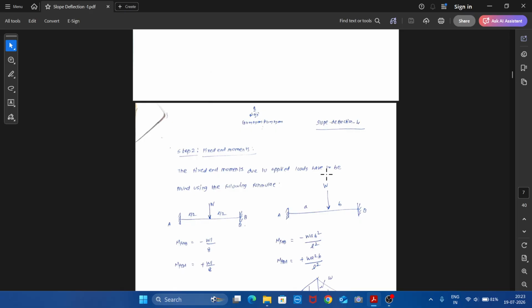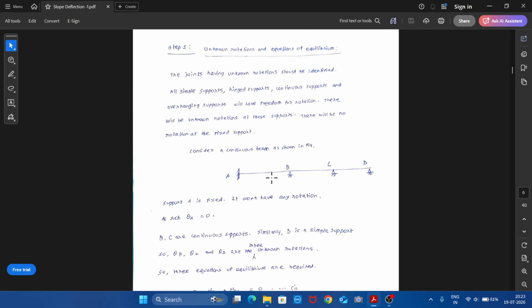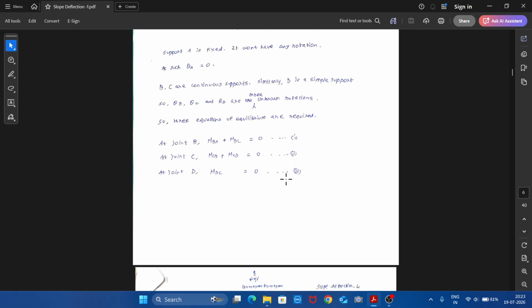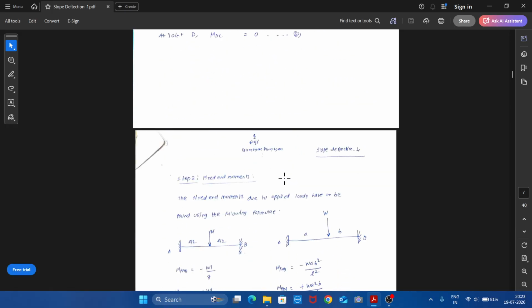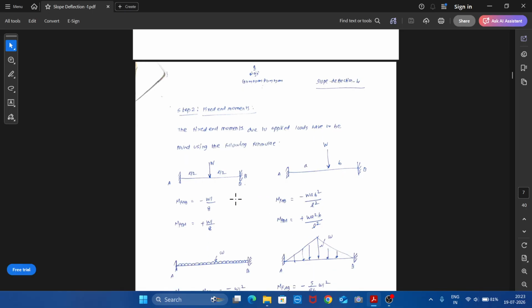And step 2, we need to treat every span of a continuous beam as a fixed beam and then find the end moments which we call as fixed end moments. So the fixed end moments due to applied loads can be found using the following formula depending upon the load case. Say if it is a central point load like this, then fixed end moment at A, we call this M of AB, equal to minus WL by 8 and M of BA will be equal to plus WL by 8.